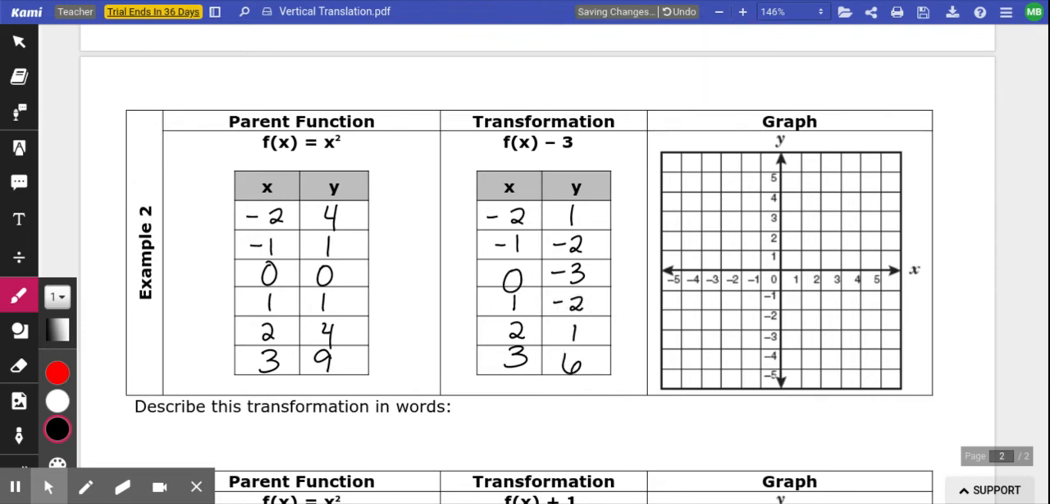Graphing this relationship, when x is -2, y is 1. When x is -1, y is -2. When x is 0, y is -3. When x is 1, y is -2. When x is 2, y is 1. When x is 3, y is 6.